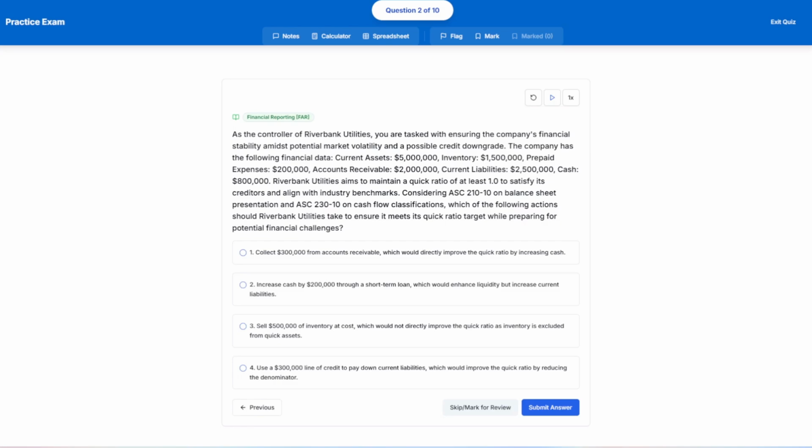your liabilities. Increasing cash by collecting receivables directly beefs up the numerator in our quick ratio calculation. With $3,300,000 already in quick assets, adding $300,000 more brings us to $3,600,000. Divide that by our $2,500,000 in current liabilities, and we have a new quick ratio of 1.44. Sweet. Option 2 proposes increasing cash by $200,000 through a short-term loan.